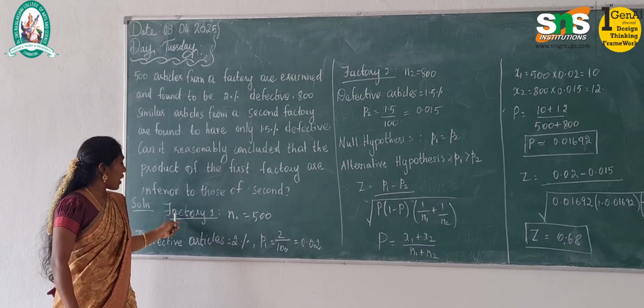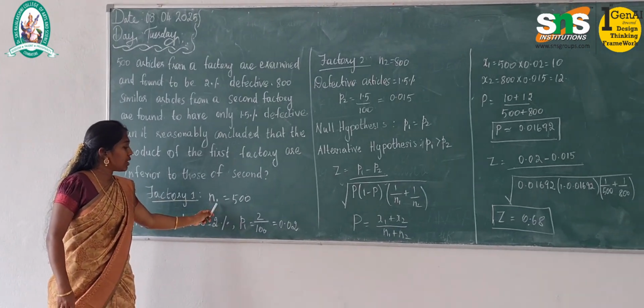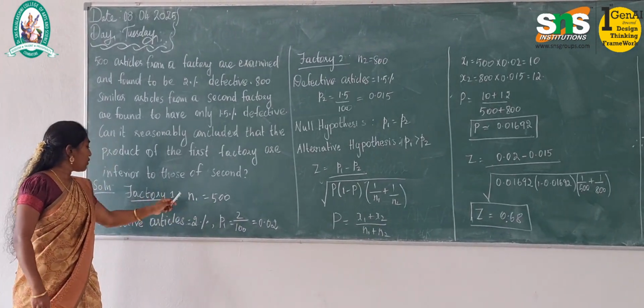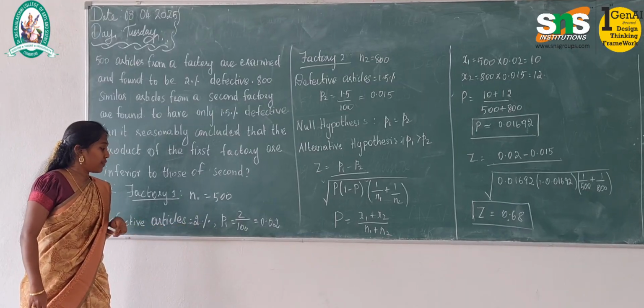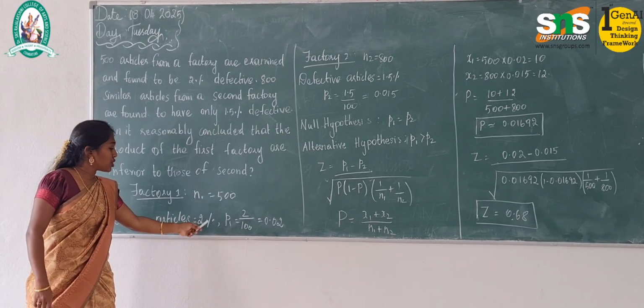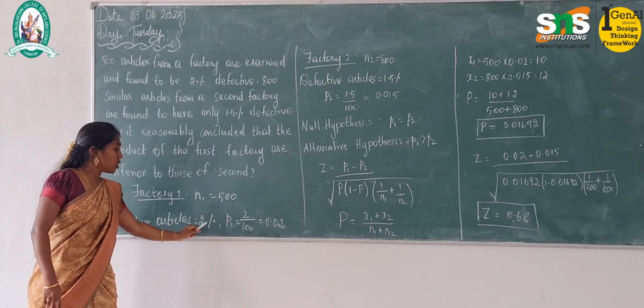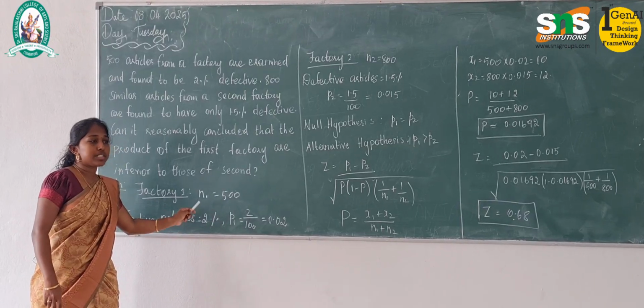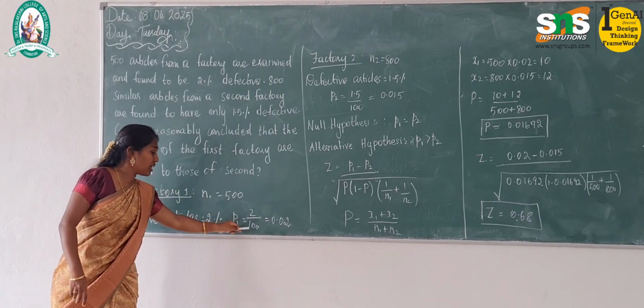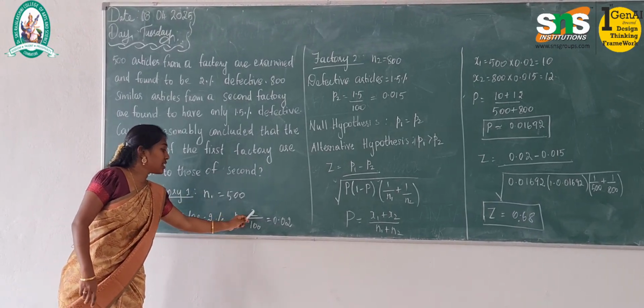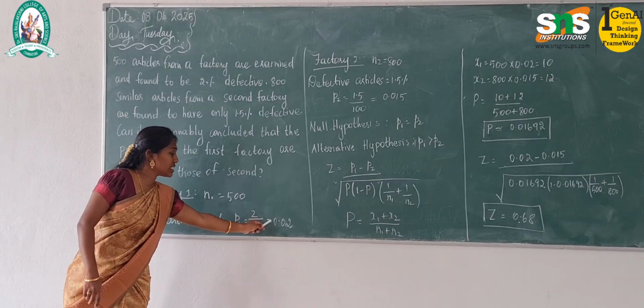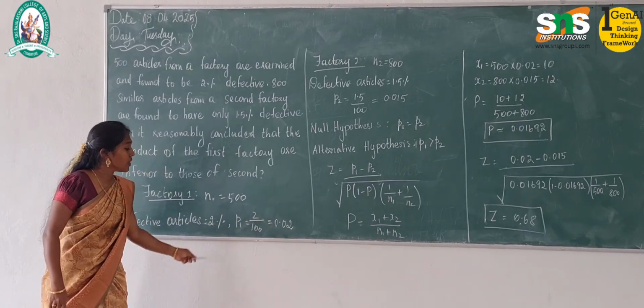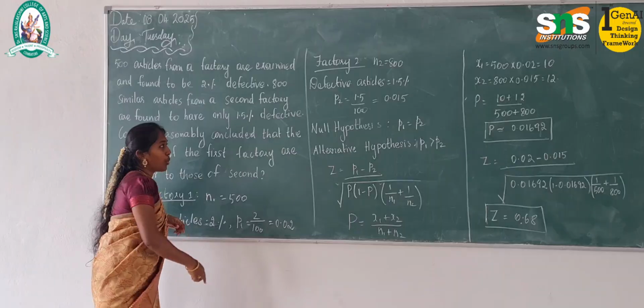For the first factory, the total sample size, that is N1, is equal to 500. Out of the 500, 2% will be defective. So we have to find the proportion for this defective quantity. The whole percentage is 100, so 2% can be written as 2 by 100. By calculating this, the answer is 0.02. That is, the P1 value is 0.02.